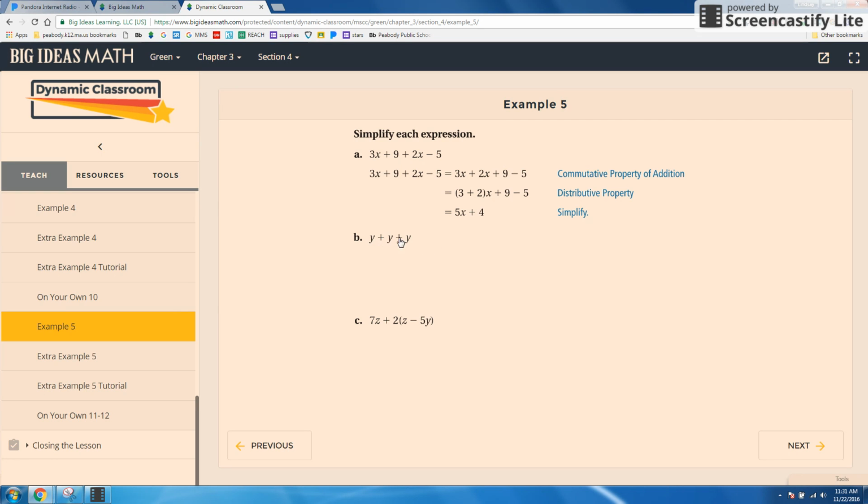This one, y plus y plus y, they all have a coefficient of 1, if you remember. So if there's a letter with no coefficient, it's 1. So that would be 3y. Because you're adding y plus y plus y, you have 3y's.